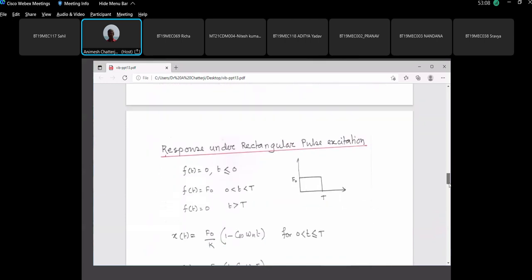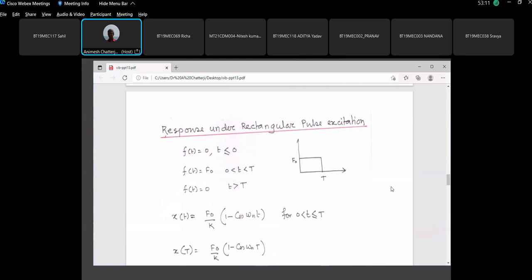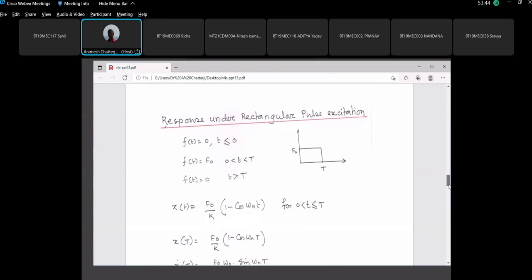Fine. Now let me come to another unusual excitation. This is the third example today. We started with impulse, then we switched over to unit step, and now let us take care of rectangular pulse excitation. So excitation suddenly goes up, remains constant for finite duration T. This is called pulse duration. Then it becomes zero. So mathematically, this is how we explain the excitation, and then we attempt to find out the response.